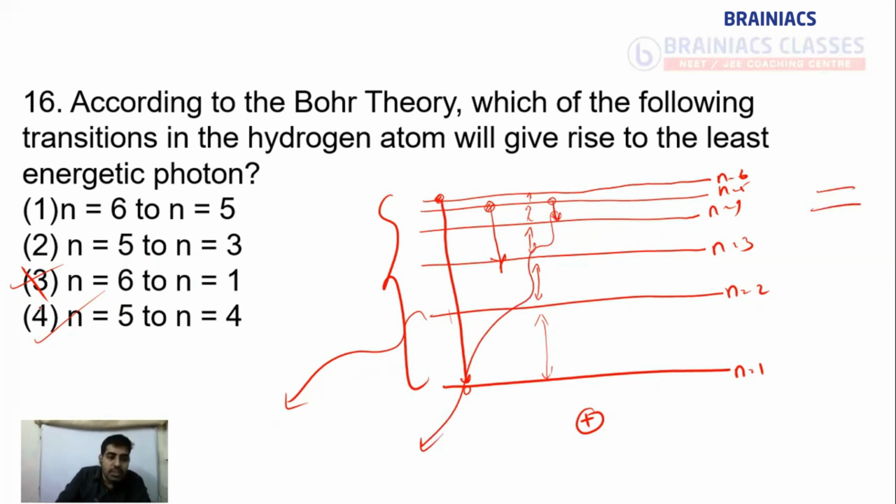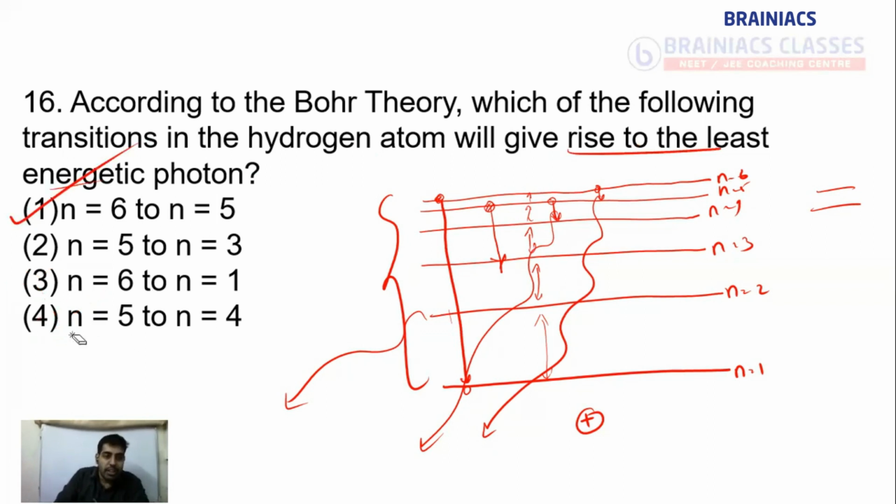Now compared to this, 6 to 5, this is again lesser, right? The energy difference between these two orbits is less. That means when the electron jumps from 6 to 5, the radiation emitted will be lower energy radiation. That is, it will produce the least energetic photon. So the answer is option 1.